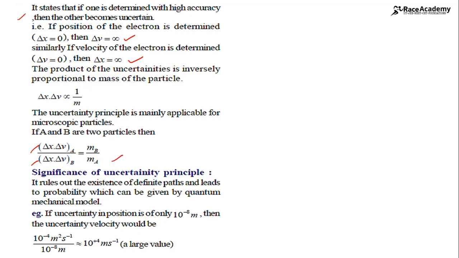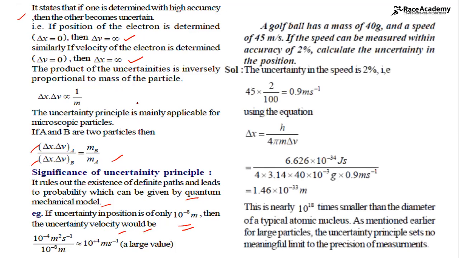And in this one, the significance of the uncertainty principle you can also observe here. It rules out the existence of definite paths, and leads to probability, which can be given by the quantum mechanical model. If the uncertainty in position is only 10 power minus 8 meters, then the uncertainty in velocity would become 10 power plus 4 meter per second. A large value will come in this one. So for macroscopic objects it is difficult to understand.